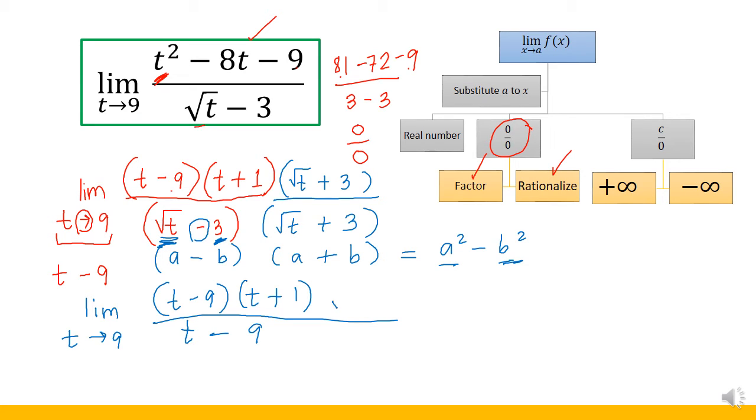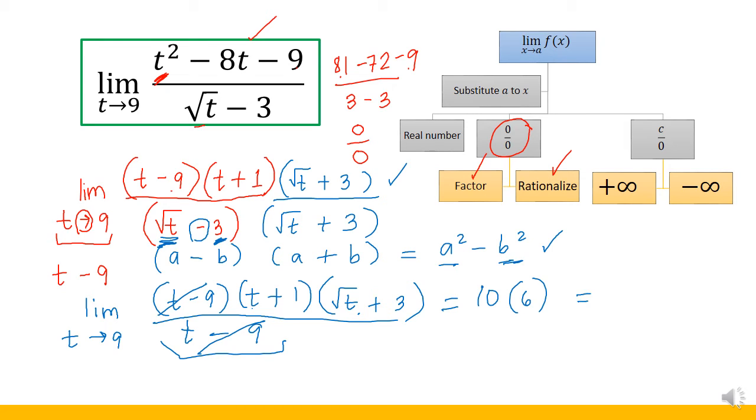But then again, you have an extra factor here coming from this one. So, in the denominator, we did the multiplication already. So, this is the version that we used. Now, we can cancel the t minus 9. And now, we are ready to substitute. This will be 10. 9 plus 1 is 10. And then, square root of 9 is 3. Plus 3, that will be 6. Multiplying 10 and 6, we get 60. And this is our value for the limit given in this slide.